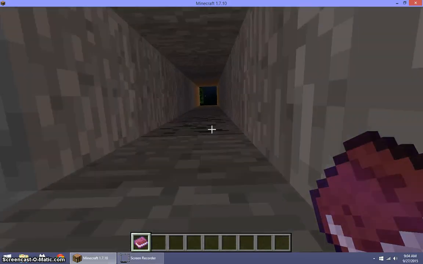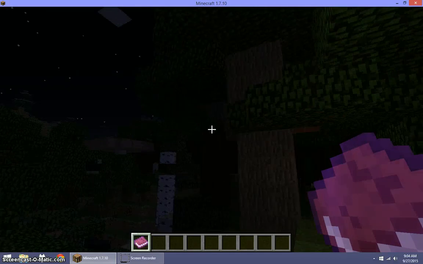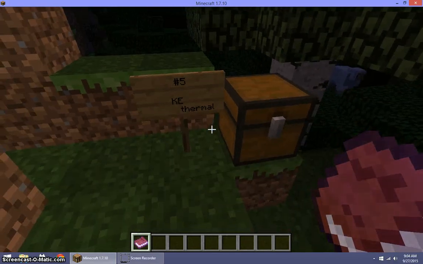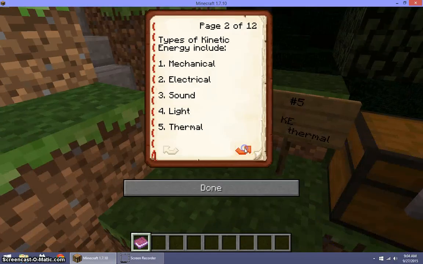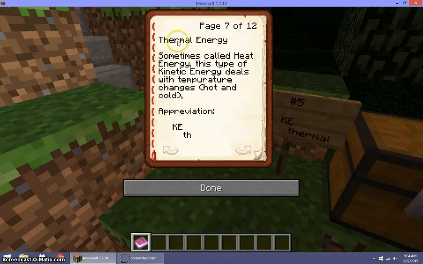Okay, let's do a super jump. And here I am. Oh, this is a neat space. All right, thermal. Let's look that one up. Number 5 is the last one on my kinetic energy list. Thermal energy, sometimes called heat energy. This type of kinetic energy deals with temperature changes, both hot and cold.